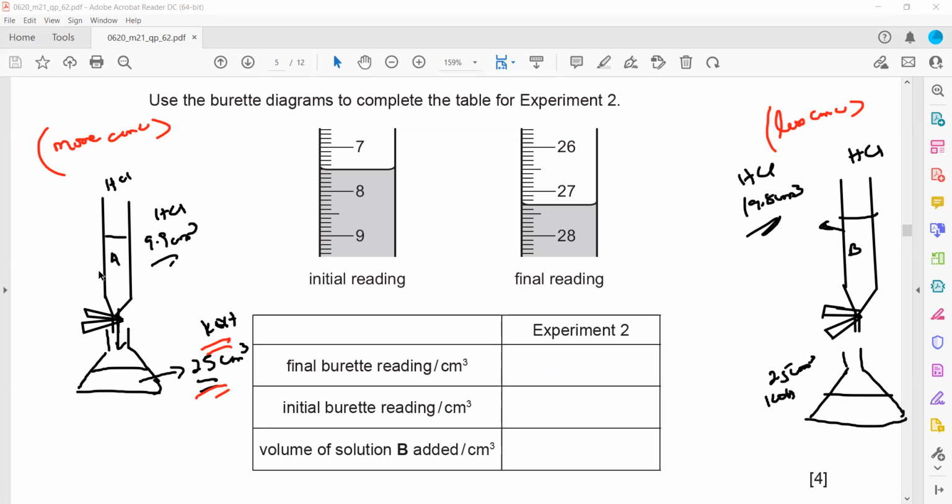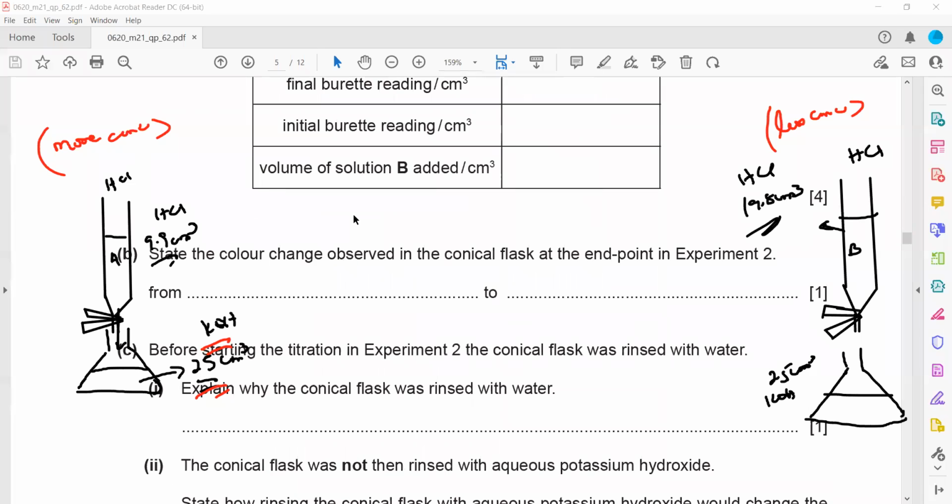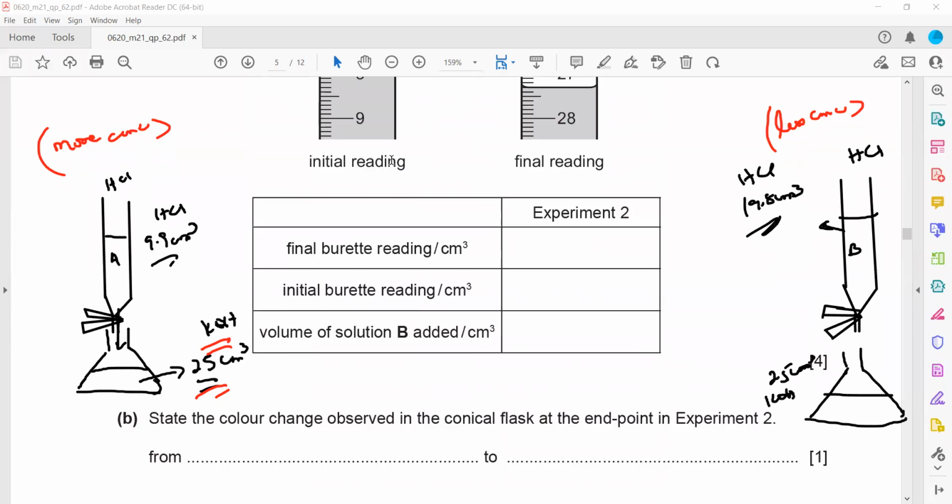So for example, with the same 25 cm cube of KOH, a small quantity of HCl can react and completely neutralize. Here a large quantity of HCl is needed to react with this 25 cm cube of potassium hydroxide. So it means this is less concentrated, or it contains less particles in a unit volume, or less moles in a unit volume. Then we have to state a color change.